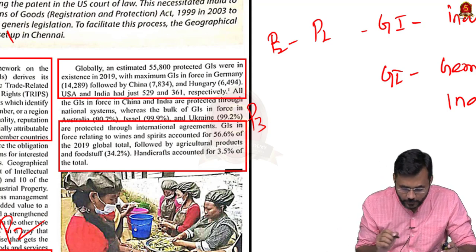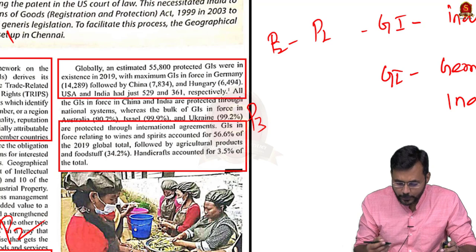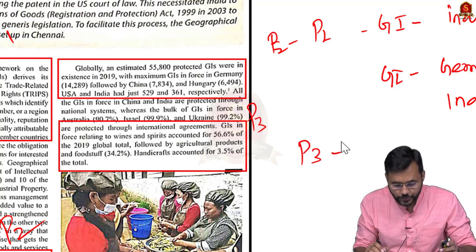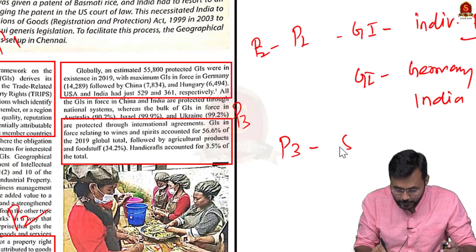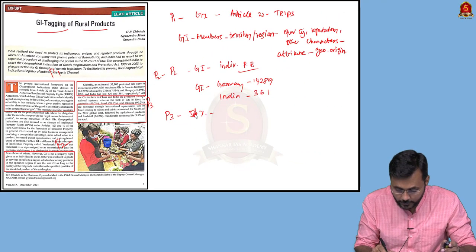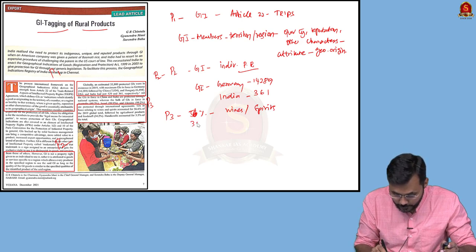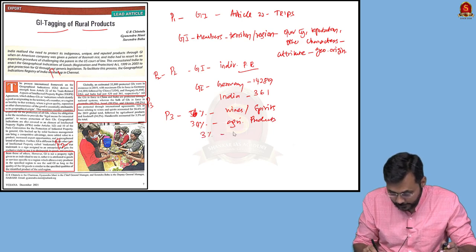Okay. Next thing is, which are the products? In paragraph 3, you can see which are the products at the global level that have the greater GI tag. Mostly 56% is based on wines and spirits. Wines and spirits, 56%. Next is followed by agriculture commodities. That is 34% agriculture commodities, agri products. And 3% is for handicrafts.